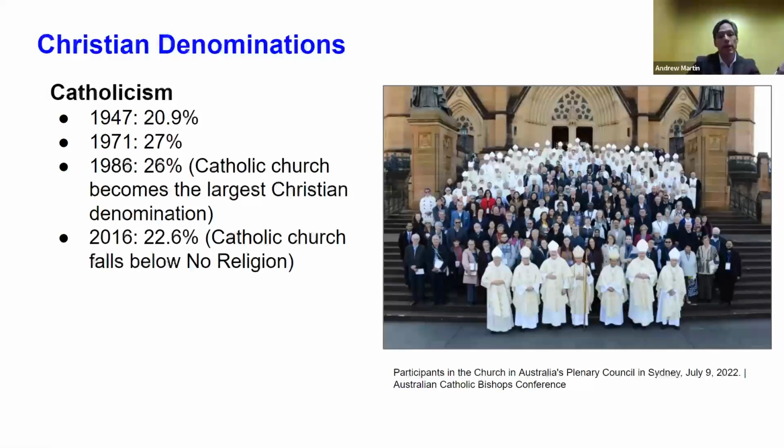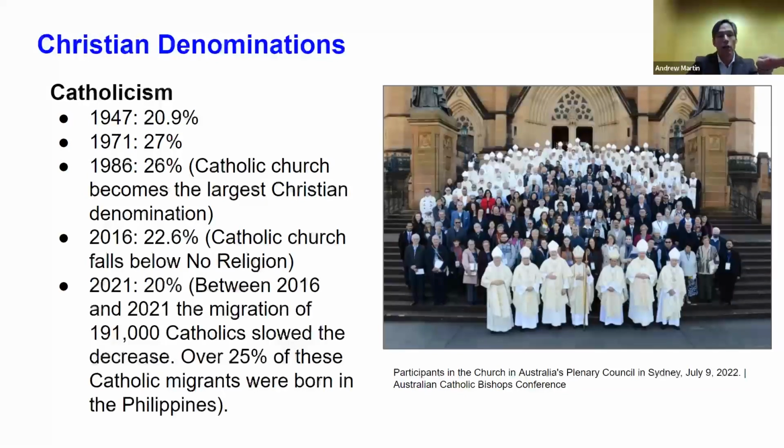They were coming as immigrants from lots of different places. In 2016, the Catholic Church, although it hasn't decreased as much as other Christian denominations, has fallen below no religion. And in 2021, it's fallen a bit further. But as I've written there, still a lot of Catholics came mostly from the Philippines in this census period, and that has slowed the decrease.